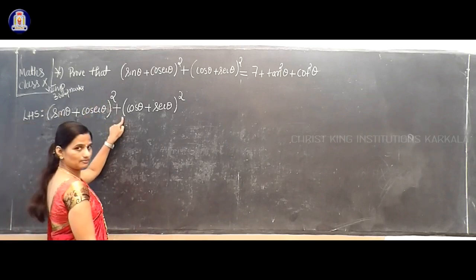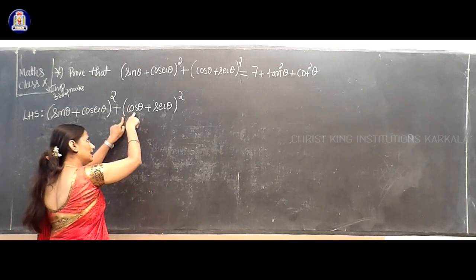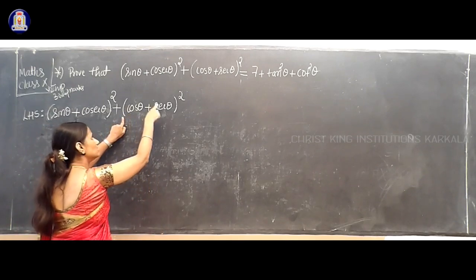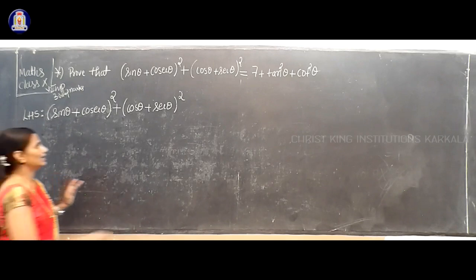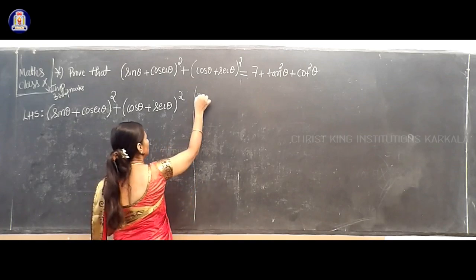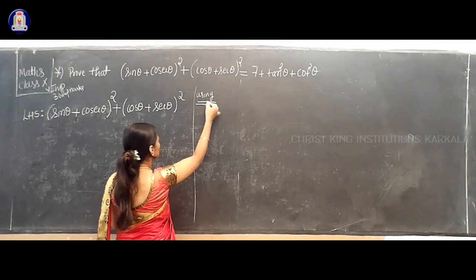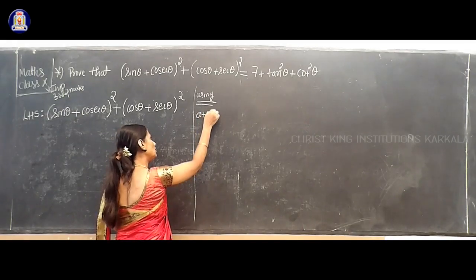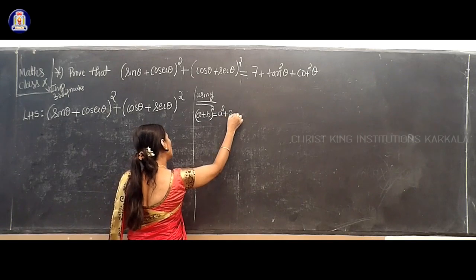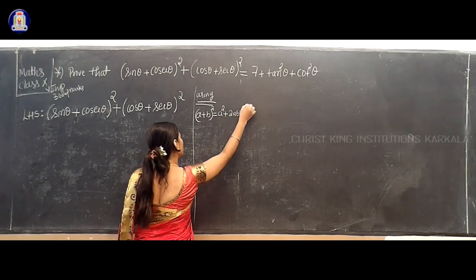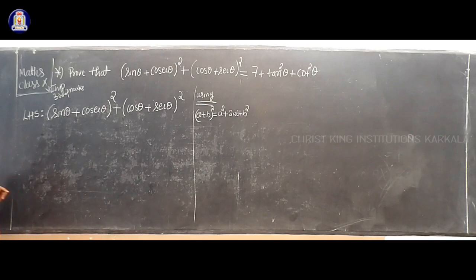For the second bracket, what to use? Again, this is (a plus b) whole square. So we can use the (a plus b) whole square formula. What is (a plus b) whole square? It is a square plus 2ab plus b square. So for both the brackets, use that formula.